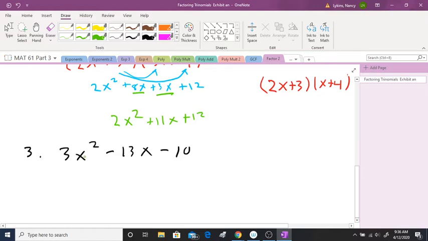So my A and C, 3 times a negative 10 gives me a negative 30. So that means I need values. One's going to be positive, one's going to be negative.